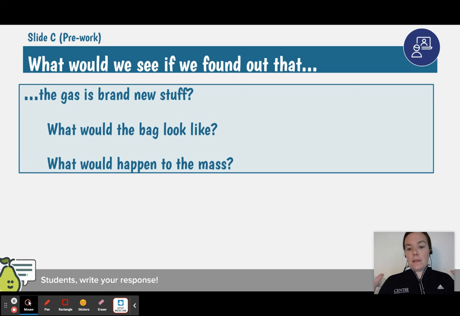The bag might inflate, the bag might get bigger, the bag might look like there's more stuff in it because if this gas is something new that wasn't there before, it would have to have been let in, adding to the overall mass, the weight.